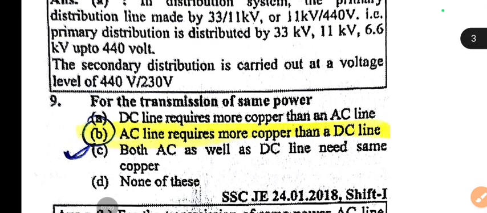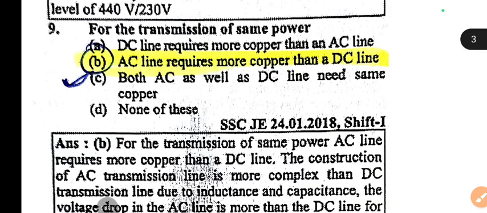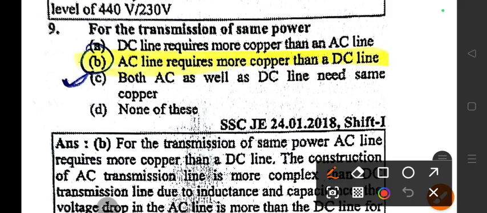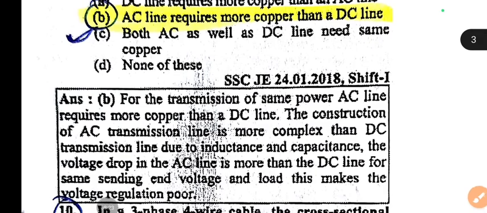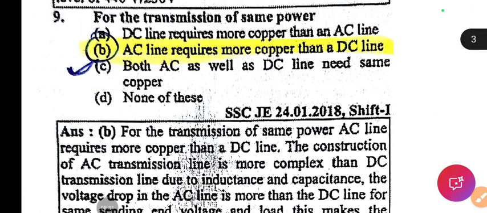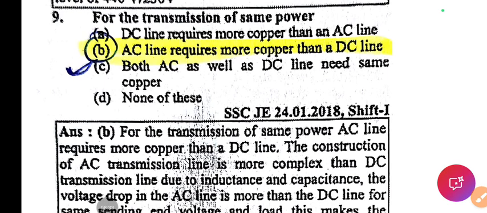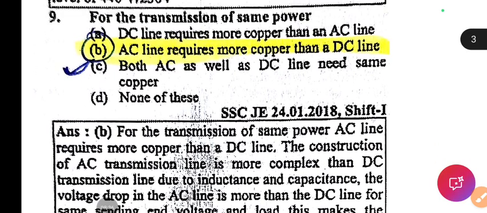For the transmission of the same power, an AC line requires more copper than a DC line. So this is our answer over here. In a DC line there are two conductors required. In an AC line, you know, there are different types of systems: 3-phase 3-wire system, 3-phase 4-wire system. So our answer is B. AC line requires more copper than DC line for the transmission of the same power.